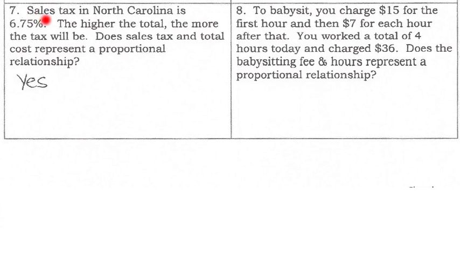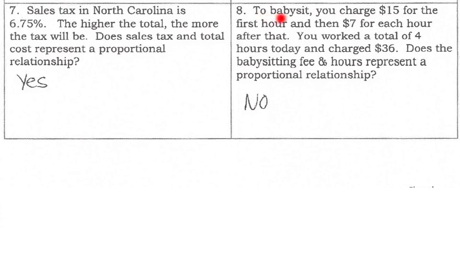Number 7, sales tax in North Carolina is 6.75%. The higher the total, the more the tax will be. Does sales tax and total cost represent a proportional relationship? The answer is yes. So for every amount that you spend, you're going to multiply it by 6.75%. So it does show a proportional relationship.